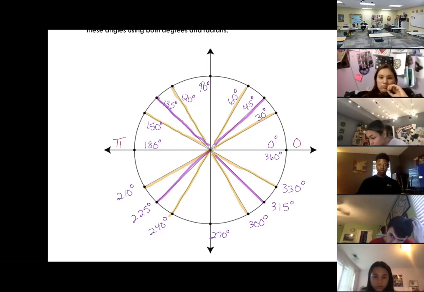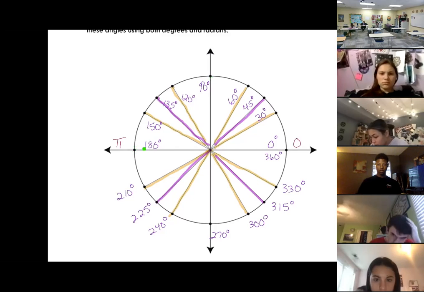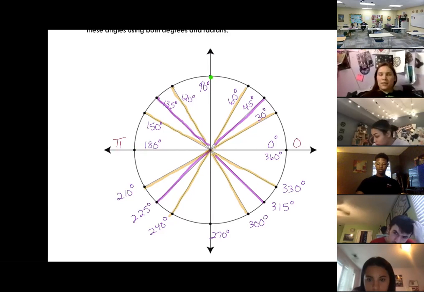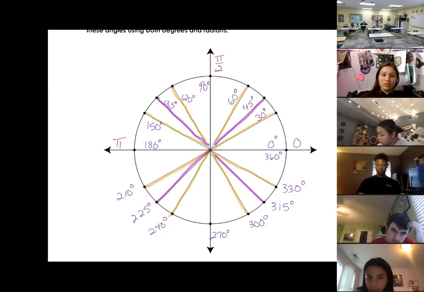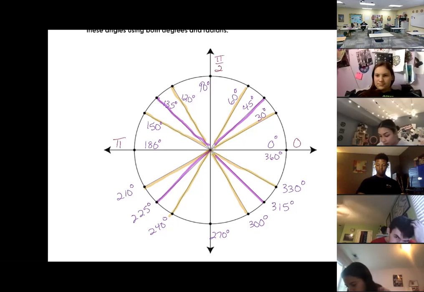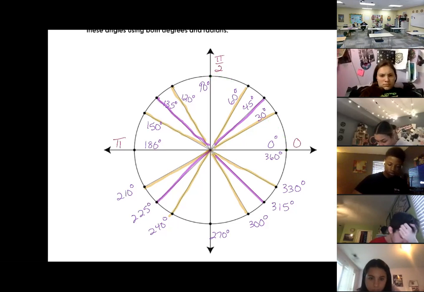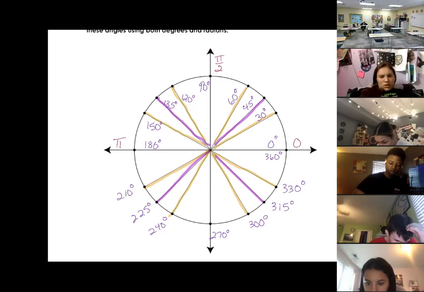Zoe, what would 90 degrees be in terms of radians? If 180 is pi, then halfway would be? It'd be pi over 2. Yep. Exactly. All right. So every 90 degrees is a half pi. So 0, 1/2 pi, 2/2, which is a whole.